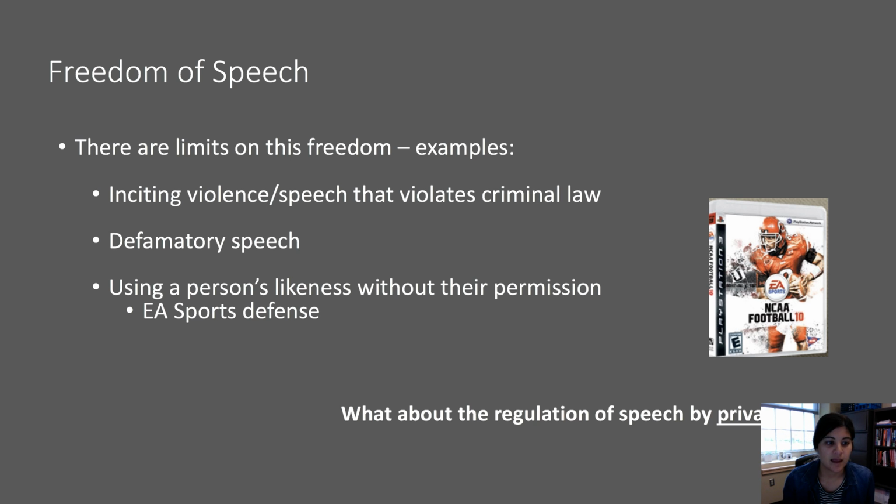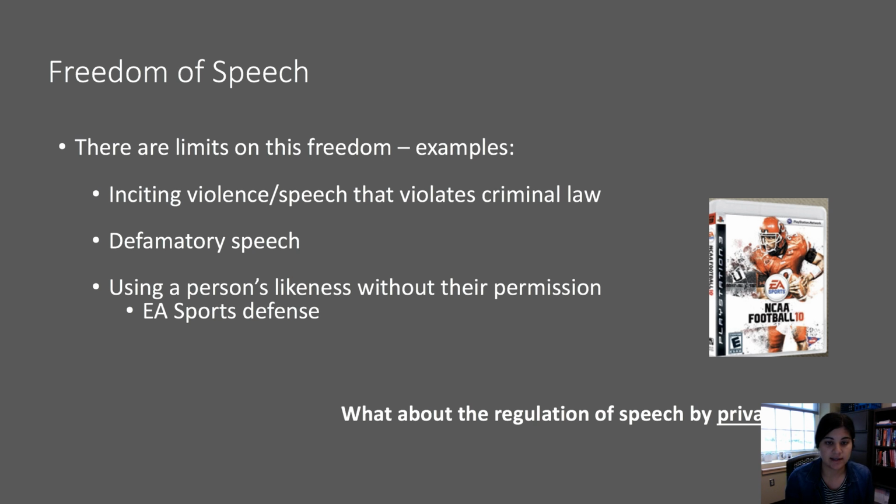step in. So if you're hosting a recreation event in a facility and someone stands up and screams, "There's a fire," right? And that incites everyone to run out of the building. There's actually no fire, right? So they're doing so just to incite violence or fear within that group. You could step in as a state actor and stop them from doing that or punish them or ask them to leave. So inciting violence or any speech that violates criminal law is not protected.